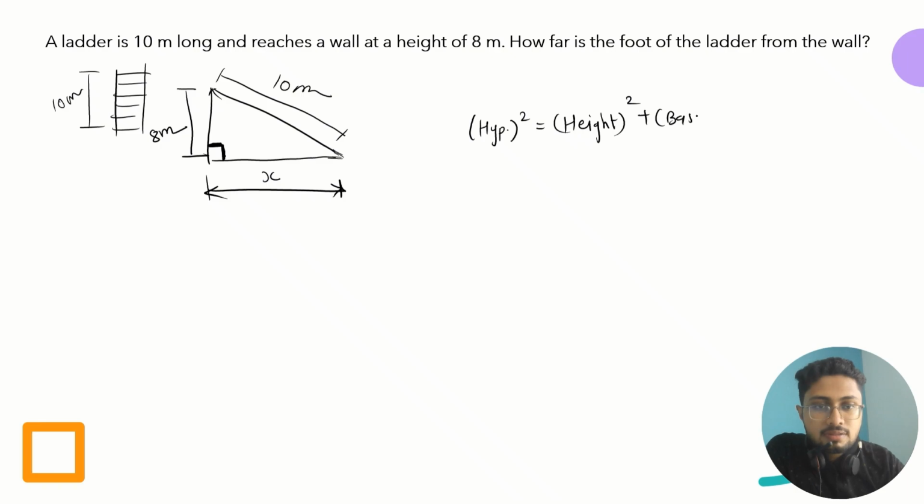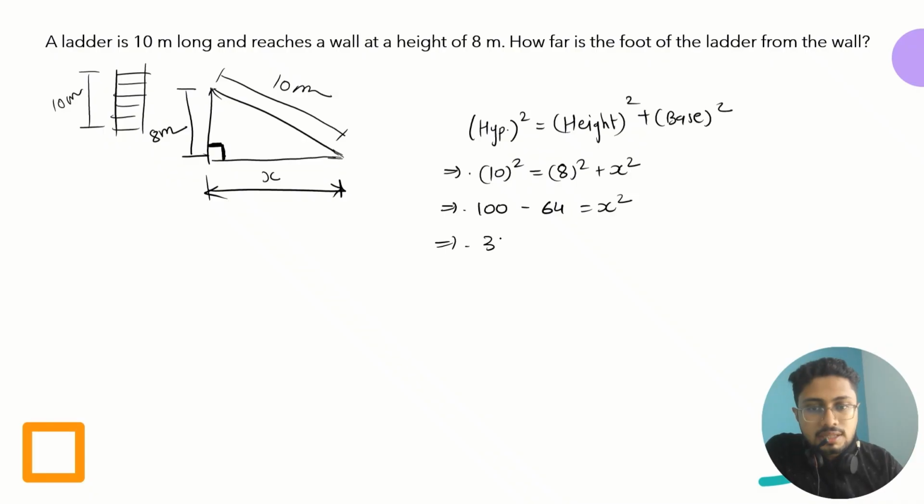Okay, so again we can say that here hypotenuse square is equal to height square plus base square. Hypotenuse square 10 square is equal to height square 8 square plus x square. 100 minus 64 is equal to x square. 36 is equal to x square. 6 square is equal to x square. Square root both sides, x is equal to 6.